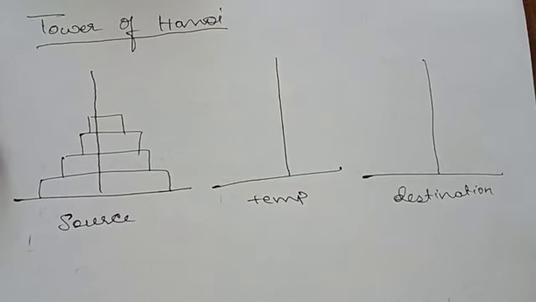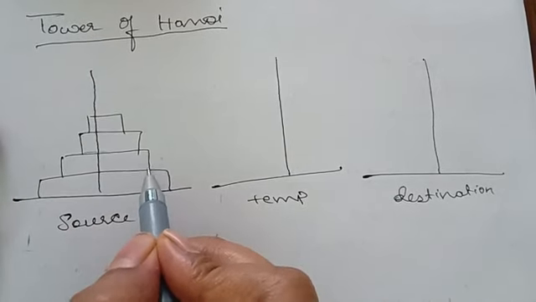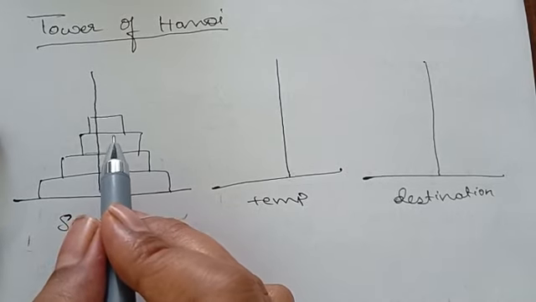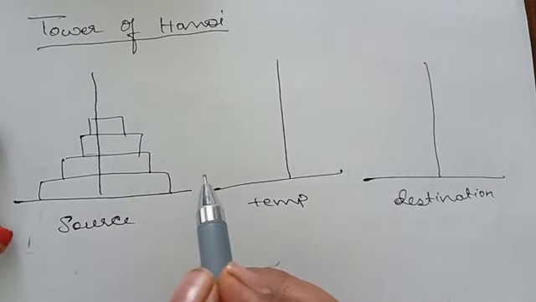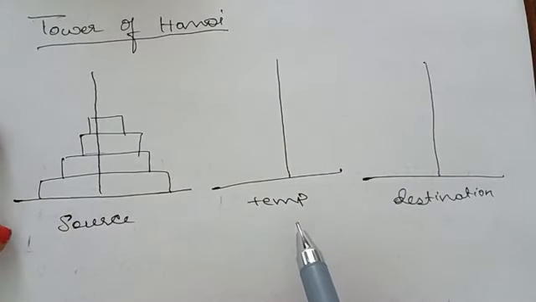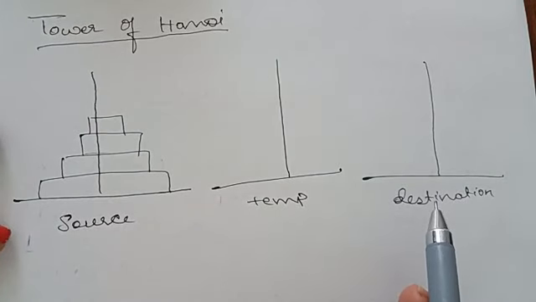So here we have some set of rules. On top of the bigger disk only the smaller disk should be present. On top of a smaller disk we cannot place any bigger disk. And at a time only one disk has to be moved. If we follow that, then we have to move the disks from source to destination.